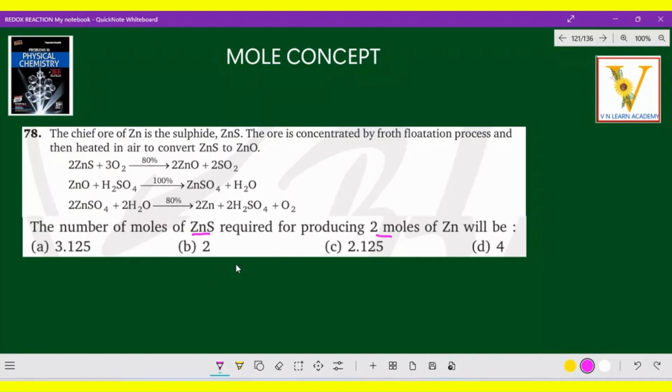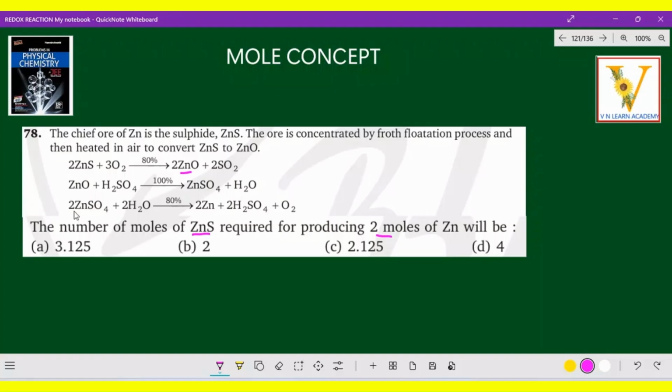Right now here, a simple way we would like to think, this is a logical way of thinking. Here, see, 2 moles of zinc sulfide can produce 2 moles of zinc oxide. And the same way, 1 mole of zinc oxide can produce 1 mole of zinc sulfate.